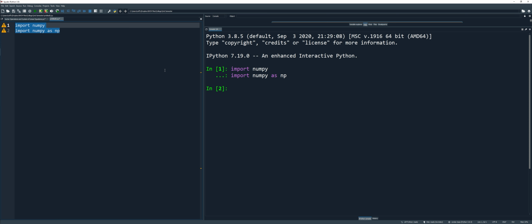You might be using a different application to run Python. In my case, I'm using Spyder. And what I have here is Python 3.8.5. I suppose these methods will work on the later versions of Python.